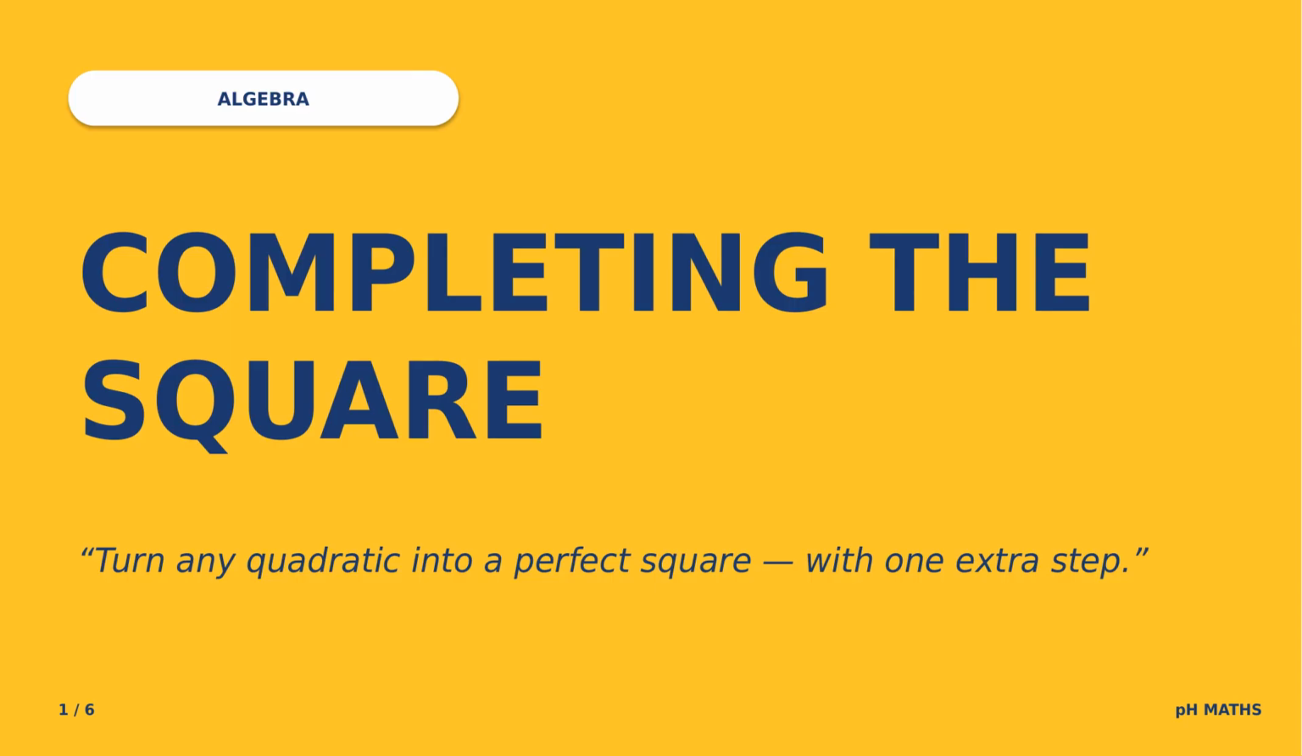Today's explainer is completing the square, the move that turns any quadratic into a perfect square plus a leftover. By the end of this, you'll know the halve it, square it, subtract trick, and how to read the turning point of a quadratic straight off the completed square form.